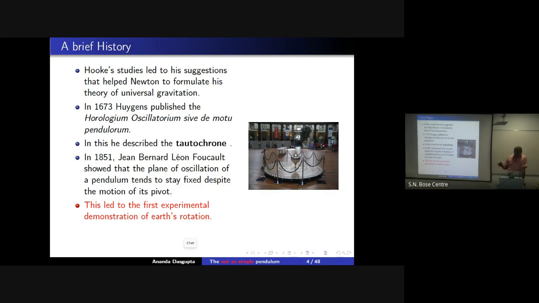Of course, we knew that the earth rotates. At least we had lots of observational indications that the earth actually rotates. But this was the first time you could really prove it using a physical device.